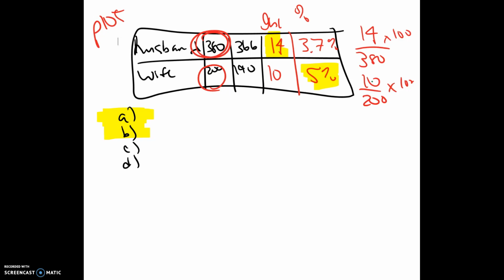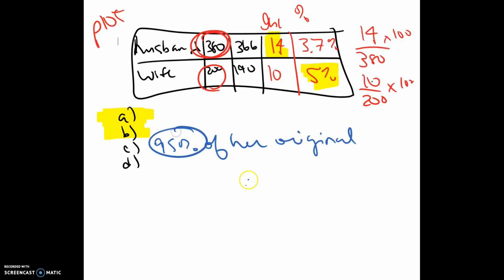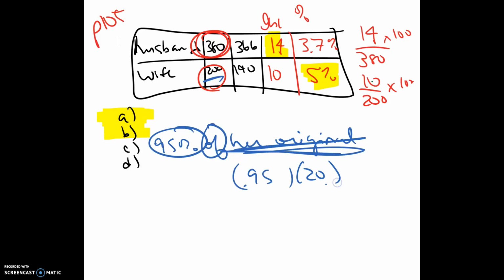C says the wife's new weight is 95% of her original. So again, to use a percent, remember you always multiply. So I'm going to take 95%. It tells me of is multiply her original weight. Well, what was her original weight? 200 pounds, right? So if I multiply that, I am going to get an answer of 190 pounds. So that is actually true. So that one's true as well.